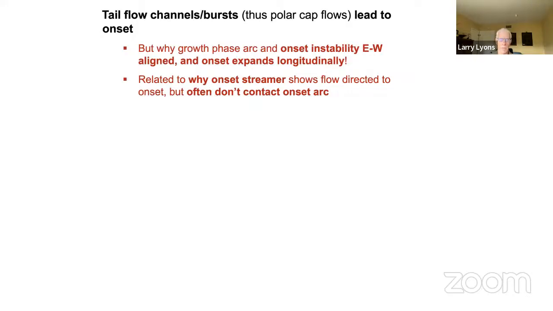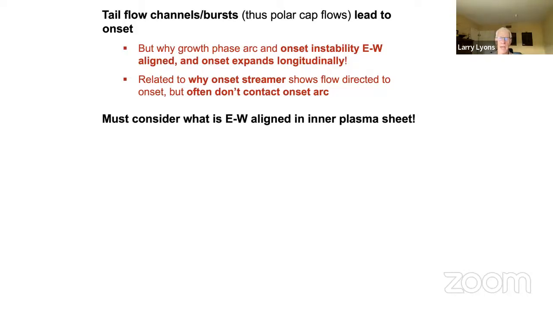One thing you have to think about with any of these substorm events, we're talking about flow coming in from the polar cap adjacent to streamers, and that has a significant north-south component, but substorm onset is east-west, and it expands longitudinally. So why does a north-south like flow lead to an east-west onset, and why don't the streamers contact directly to the onset arc? That's related to the fact that things are not north-south oriented as you get to the inner plasma sheet. Things become east-west oriented because of the energy-dependent magnetic drift.